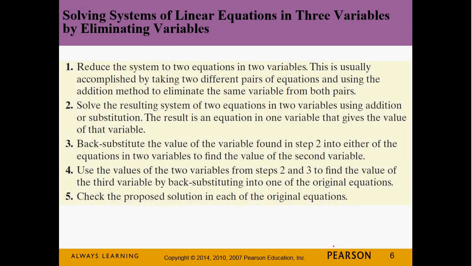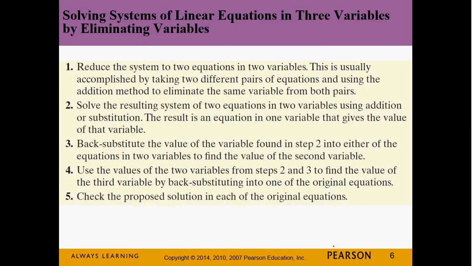All right. How to do three variables. First thing we're going to do is we're going to take the system and reduce it to two equations by eliminating one of the variables. We know how to eliminate variables. We just learned how to do it. So we're going to take two equations, it doesn't matter which two, and eliminate one of the variables.